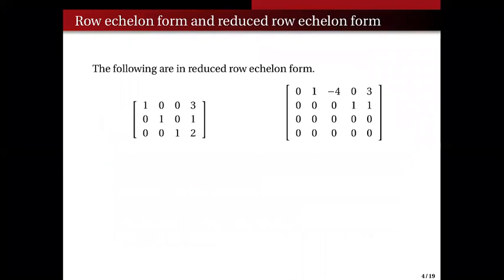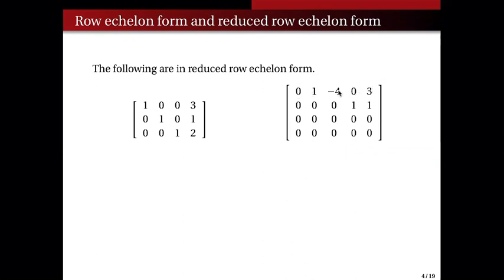In here, these are all in reduced row echelon form. Look at this. This was our previous example that we said is a reduced row echelon form matrix. This is another example here.